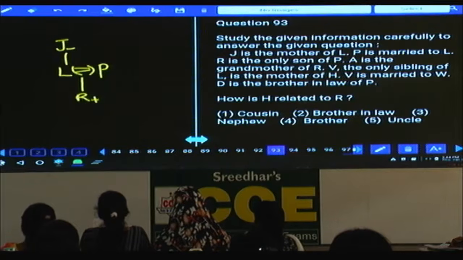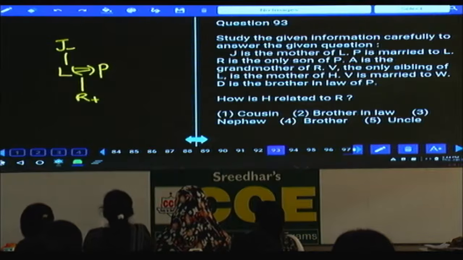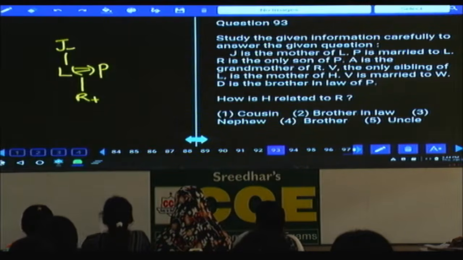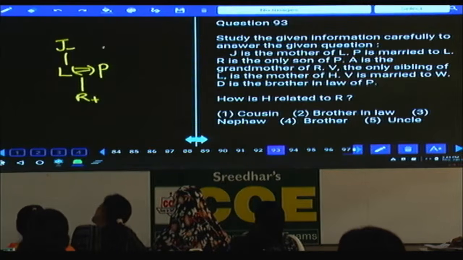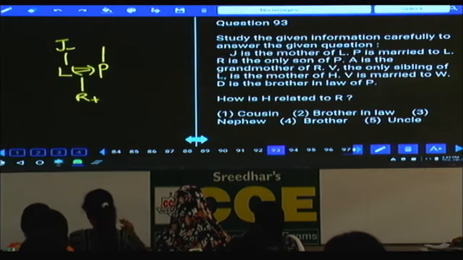Then next one, P is married to L. R is the only son of P. Next one, A is the grandmother of R. A is the grandmother. Whether A is the paternal grandmother or maternal grandmother is not known. Maybe L's mother or maybe P's mother, out of which already L's mother is there. Hence, that person must be P's mother. Who is that person?